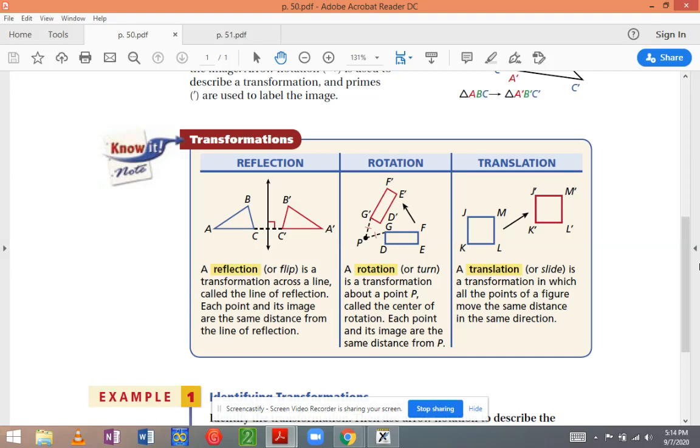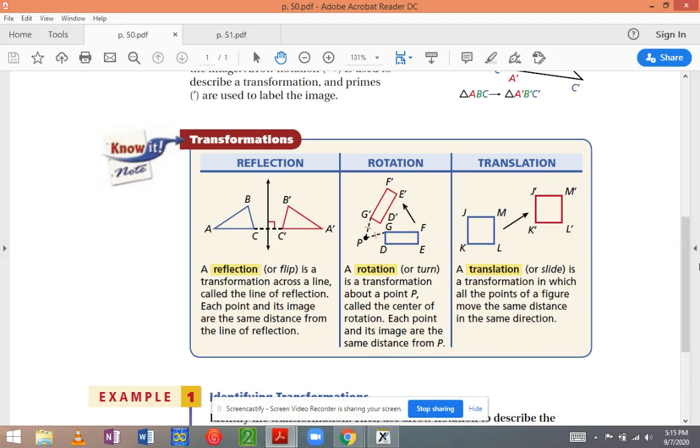points in the image. But this time, all the points in the pre-image and their corresponding points in the image are the same distance from a point, not a line. That would be point P there. So every point in the pre-image and its corresponding point in the image would be the same distance from a point, not from a line. That's how a rotation is different from a reflection.